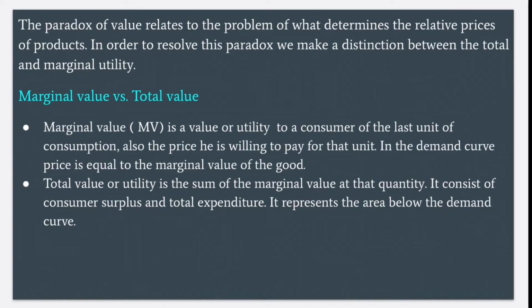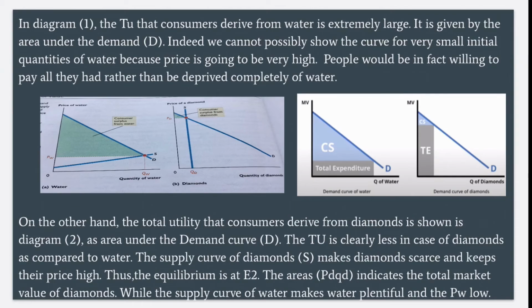The marginal value, or MV, is the value or utility to a consumer of the last unit of consumption, also the price he is willing to pay for that unit. In the demand curve, price is equal to the marginal value of the good. Total value or utility is the sum of the marginal values at that quantity. It consists of consumer surplus and total expenditure. It represents the area below the demand curve.